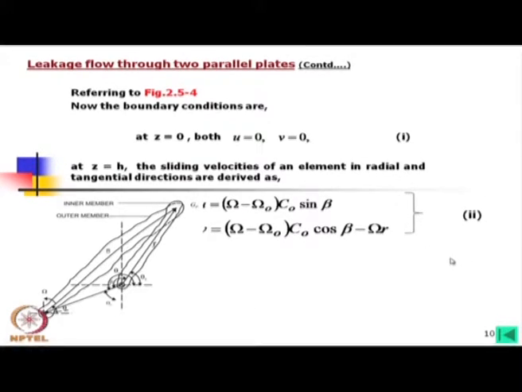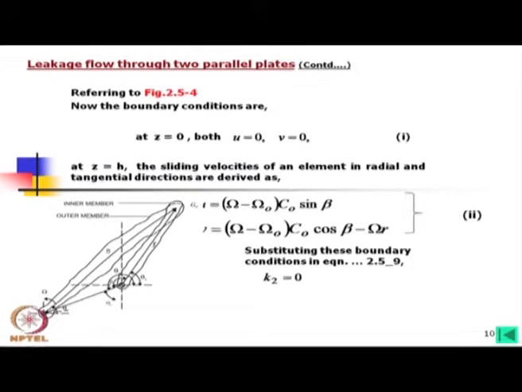So, these are the boundary conditions. Now, substituting these boundary conditions in equation 2.5.9, we get directly k 2 is equal to 0. If you look into that equation and substitute the first boundary condition, you will get k 2 is equal to 0, and then from the other one you will get k 1 is equal to 1 by h omega minus omega 0 c 0 sin beta minus h by 2 mu dp by dr.